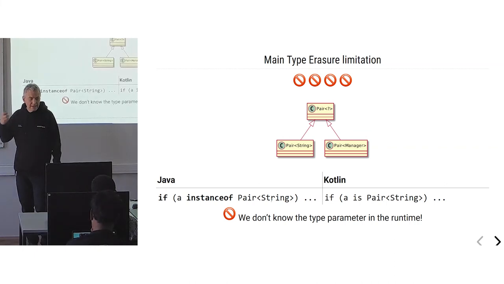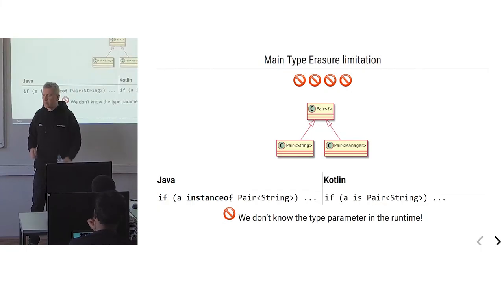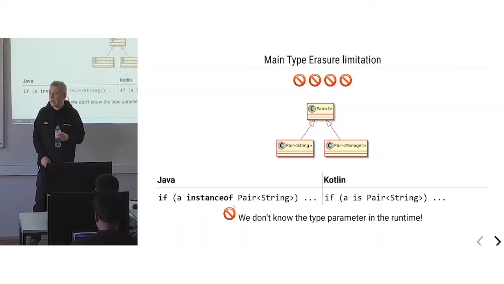As I was telling you, in runtime we know that A is an instance of some Pair of something, but in runtime we don't know what it is. It might be string, it might be manager, it might be apple, it might be orange, it might be integer. And in runtime, we just lost this information. The Java virtual machine just lost this information in runtime. So we know that this is an instance of Pair, but unfortunately we don't know in runtime, it's a Pair of what?